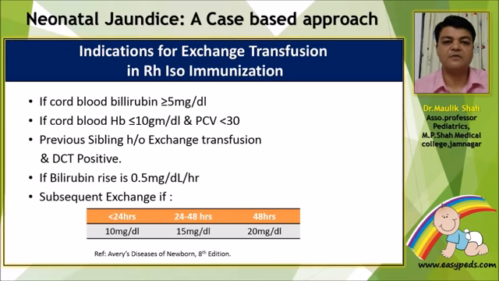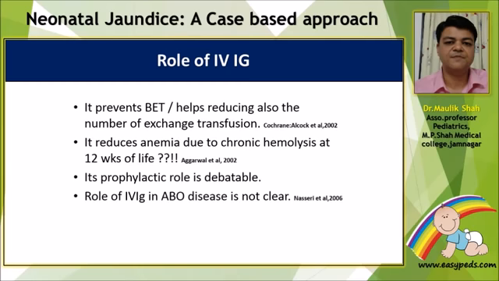Subsequent exchange transfusion will also be needed based upon the following findings. For example, less than 24 hours and bilirubin is 10 mg per deciliter and rising. 24 to 48 hours, 15 mg per deciliter. At 48 hours, the cutoff value will be more than 20 mg per deciliter. This has been adapted from Avery's Diseases of the Newborn, 8th edition.